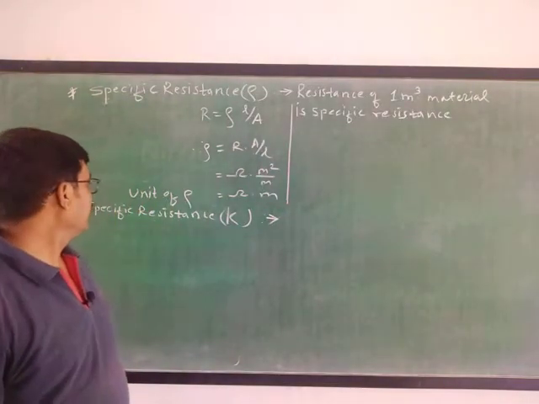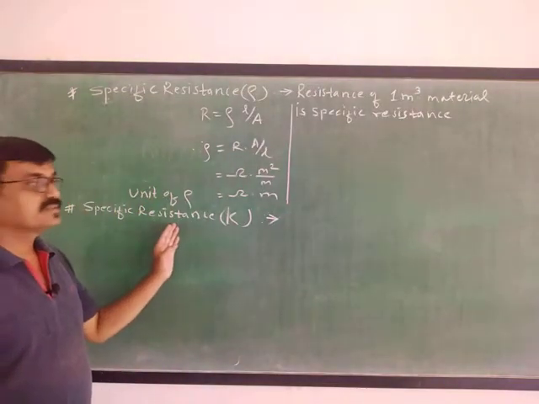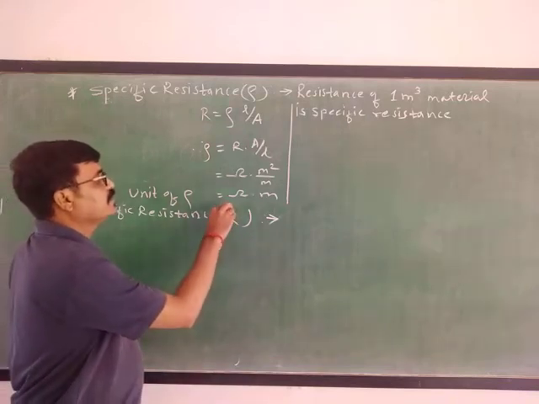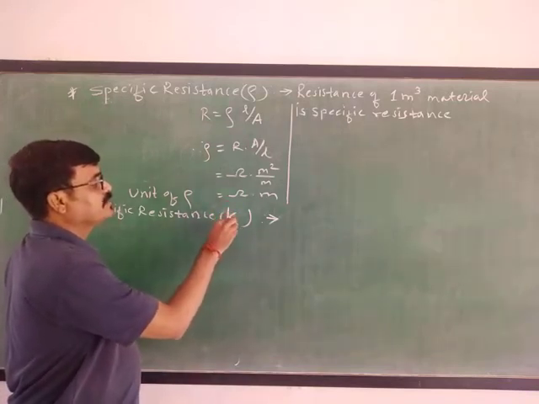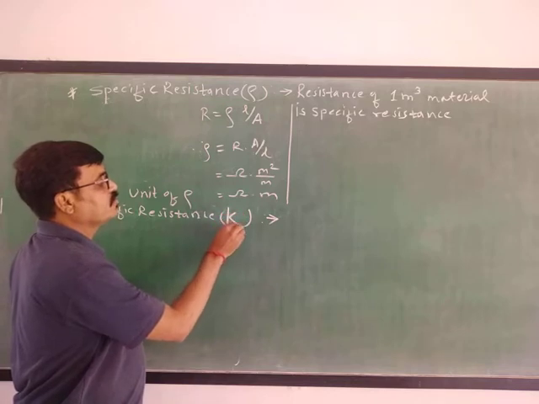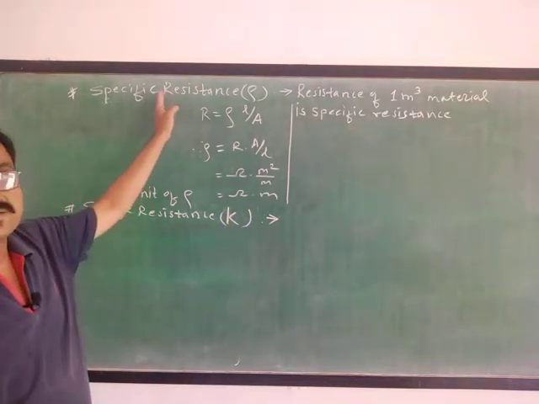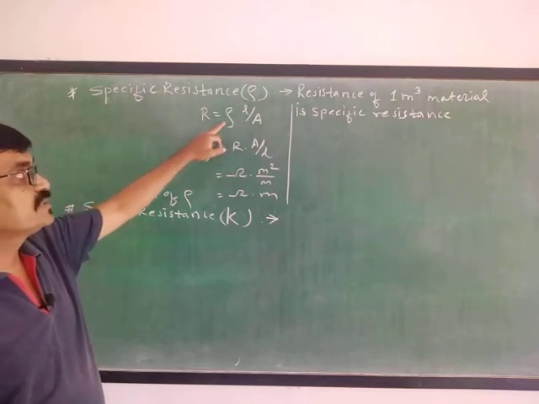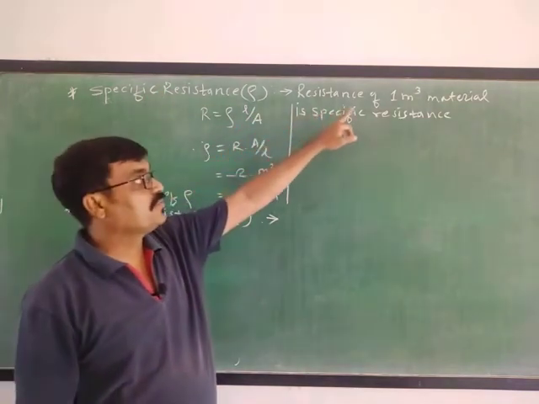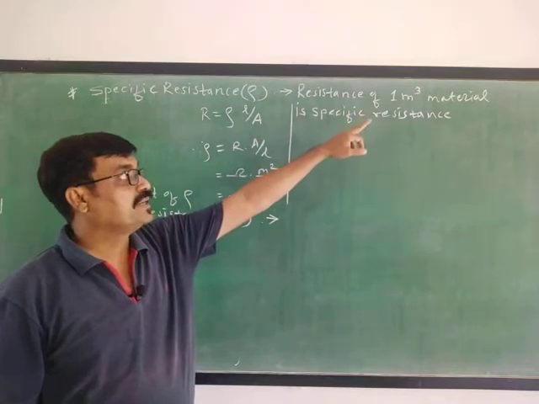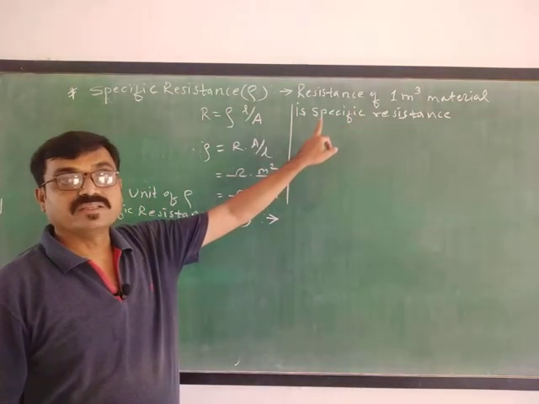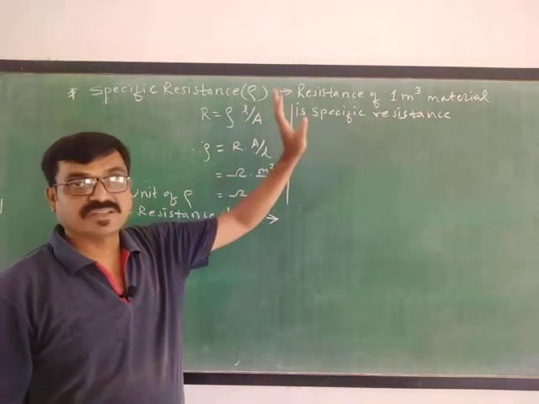Now we have to see specific resistance, its symbol is kappa, that is K. This we have to see. Previously we know this specific resistance. This specific resistance is the resistance of 1 cubic meter material, called specific resistance.